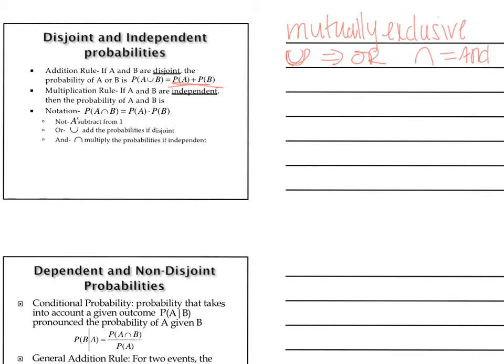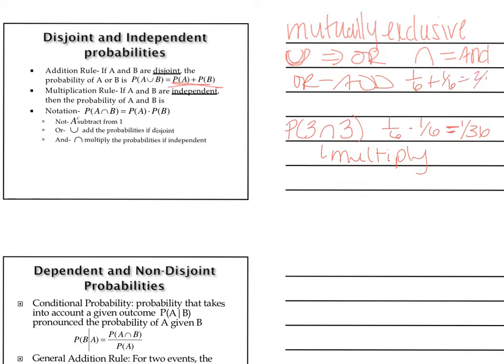So the probability of rolling a 3 and then a 3 on a die is just 1/6 times 1/6. So 1 over 36. We can just multiply those together. And means multiply. And or we're going to add. So if I want to find the probability of a 3 or a 4, probability of a 3 is 1/6 plus the probability of 4, which is also 1/6, so that's 2/6.